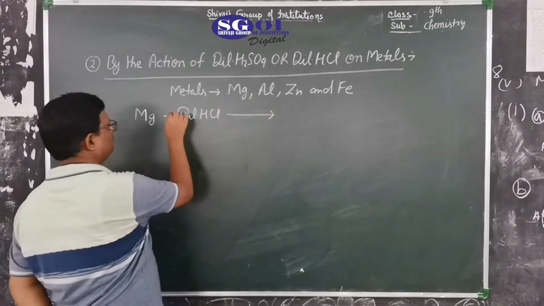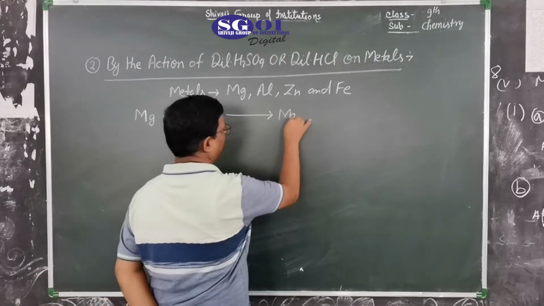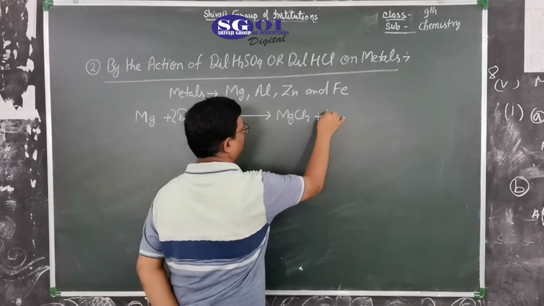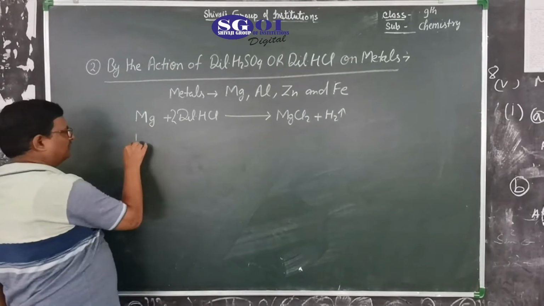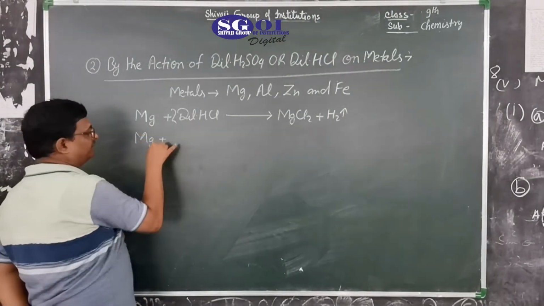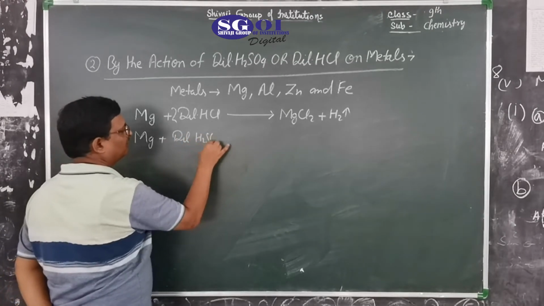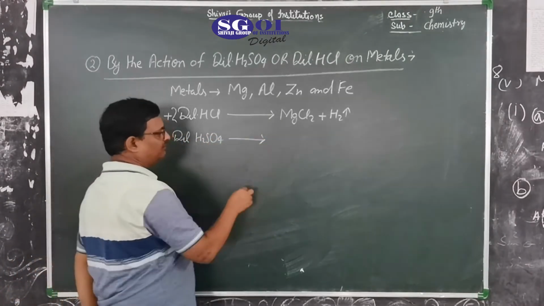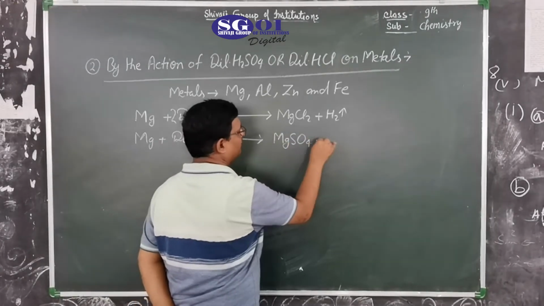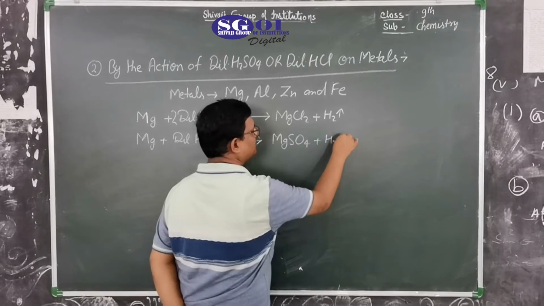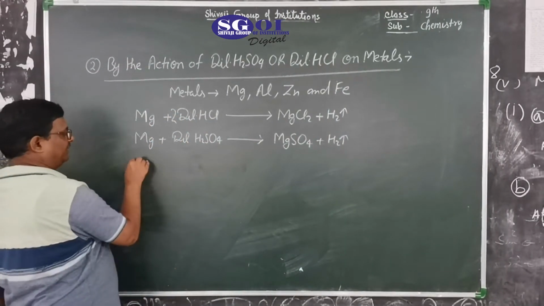Then what happens? 2 moles of HCl give MgCl2 with the evolution of hydrogen gas. Or if magnesium reacts with dilute H2SO4, the reaction proceeds to give magnesium sulfate with the evolution of hydrogen gas.